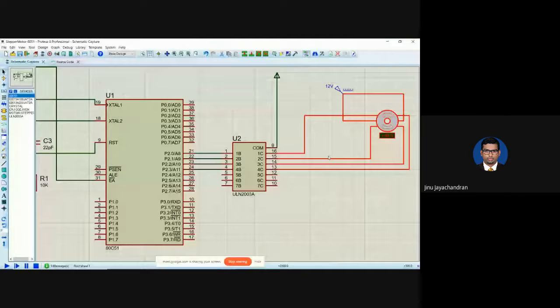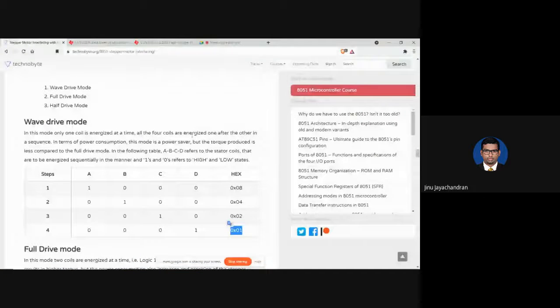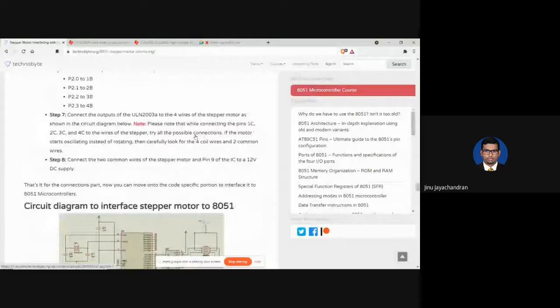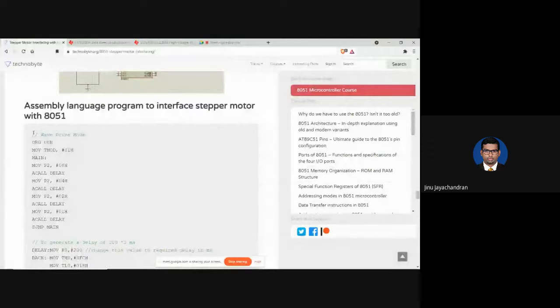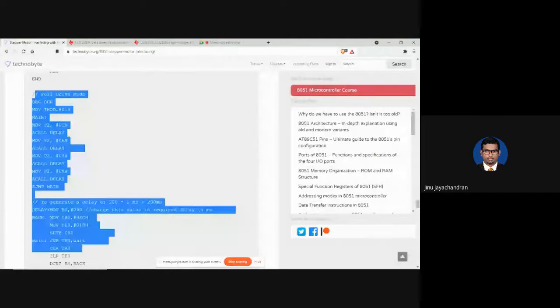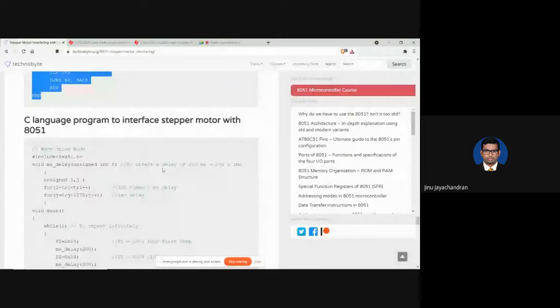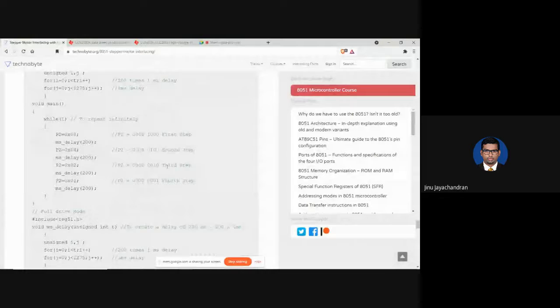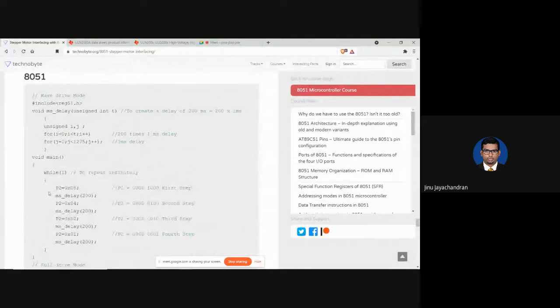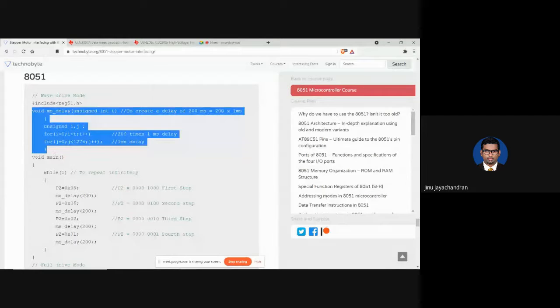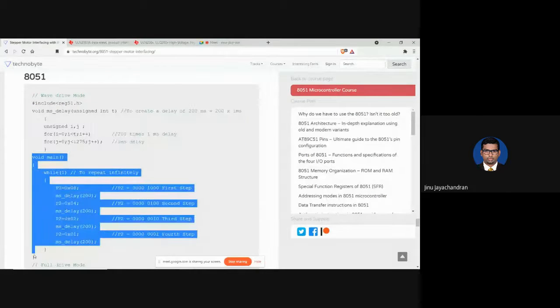Now, if you want the code, it is given at this website. I will put this in our classroom. The wave drive code is here, the full drive mode code is here, and the half drive mode code is here. If you want to look at the C program, which is much easier, you just pass this value, call this function ms_delay 200. It will give a 200 milliseconds delay, which is coded here.